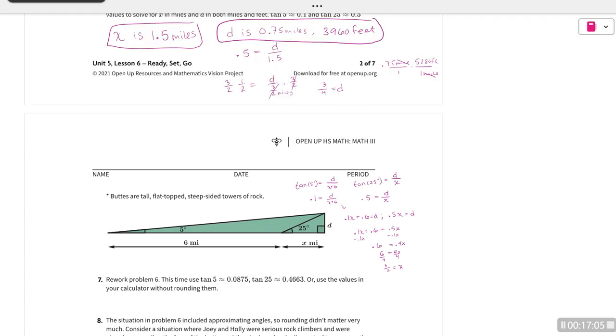So problem 7 actually wants us to use problem 6. It says rework problem 6, this time using tan of 5 equals 0.0875 and tan of 25 equals about 0.4663, or use the values in your calculator without rounding them. So it's saying use more exact values, like 0.5 and 0.1 were very rounded numbers.